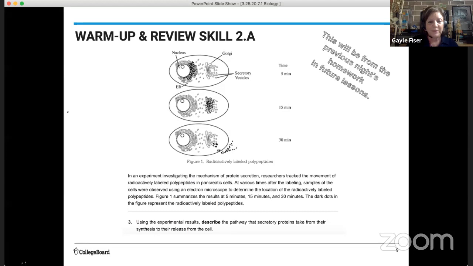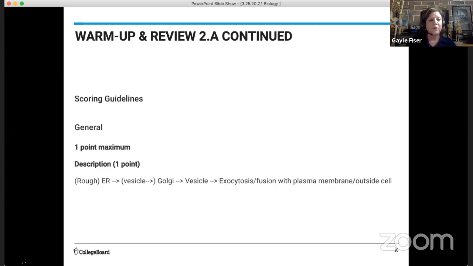Okay, I hope that was enough time. Let's see what the scoring guideline says, and then you compare your answer with the scoring guideline. So the scoring guideline, you will get 1 point. This is a 1 point because there's one task verb involved, and I'll talk about those in a little bit.